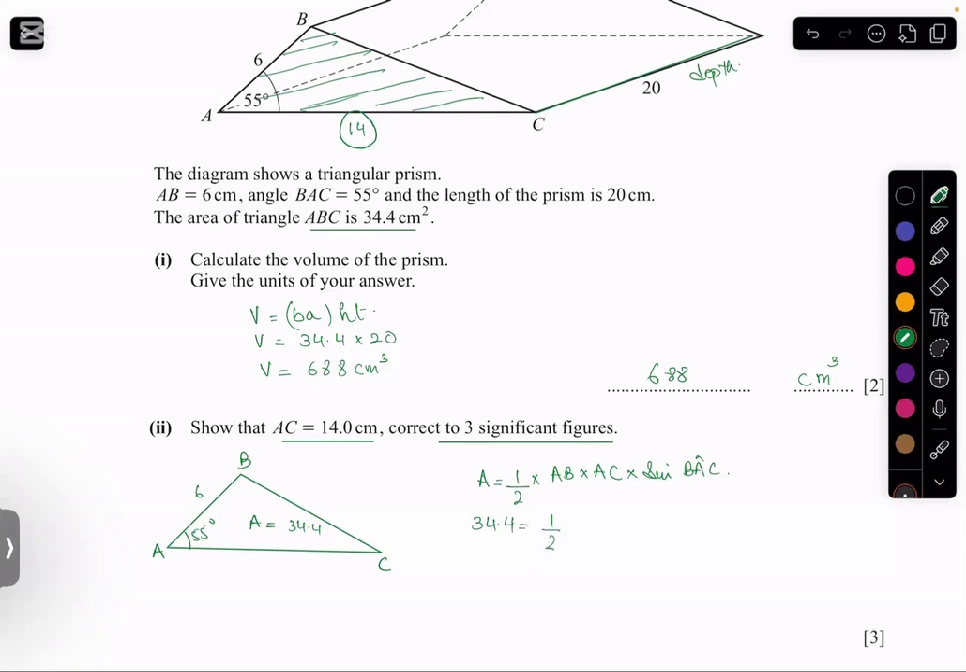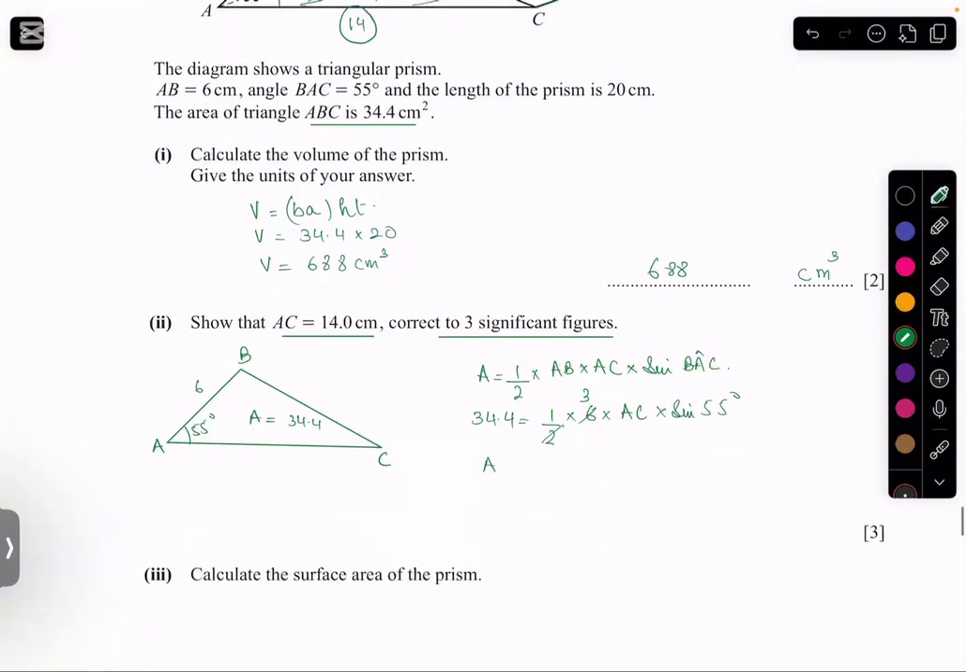This is equal to 1 by 2 into AB, that's 6, into AC. I'm supposed to find AC and show that it comes out to be 14. And sine of BAC, that's sine of 55 degrees. So 2 and 6 can get simplified, and you can say AC is equal to 34.4 over 3 sine 55. So what is your AC then? You can find your AC. AC then comes out to be 13.998, which is approximately 14.0 centimeters, right?